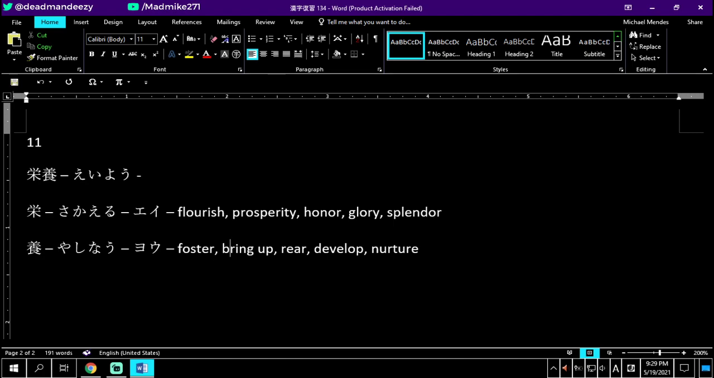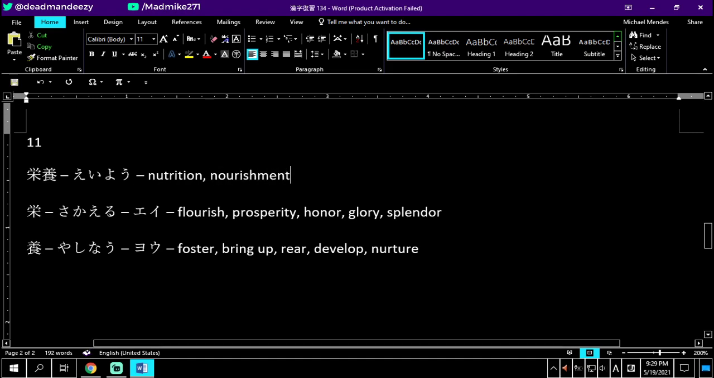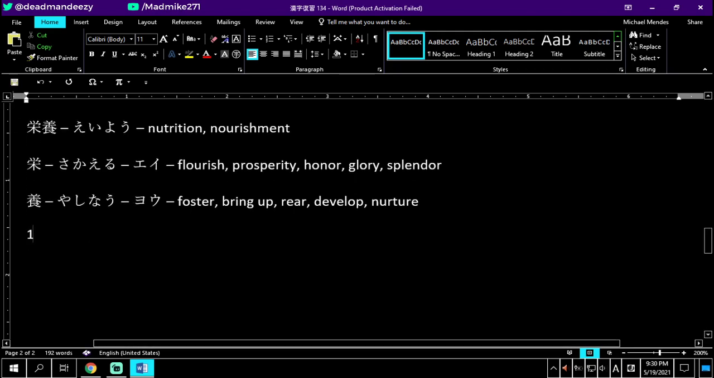Our first one was ei, sakaeru, for prosperity, and yo for raising. Together it means nutrition or nourishment. Prosperity as you are growing up is a noun. Nutrition or nourishment. Eiyo desu. Eiyo.